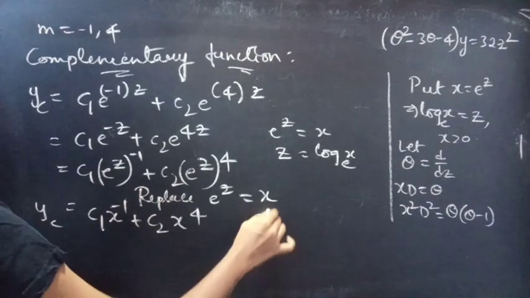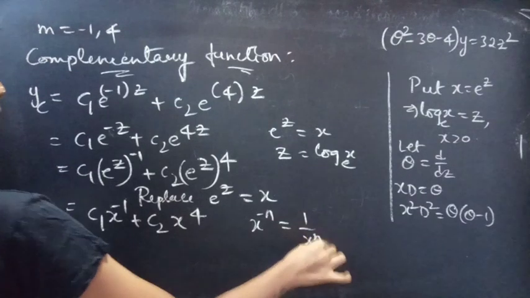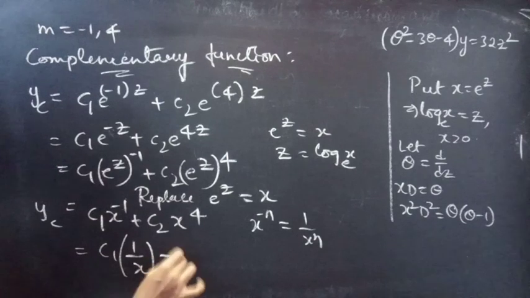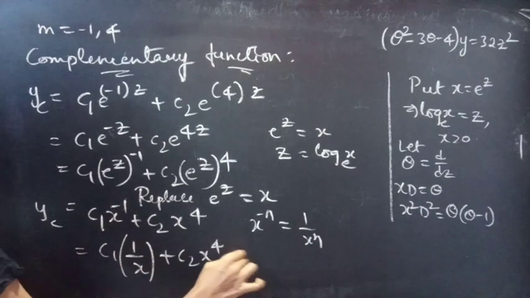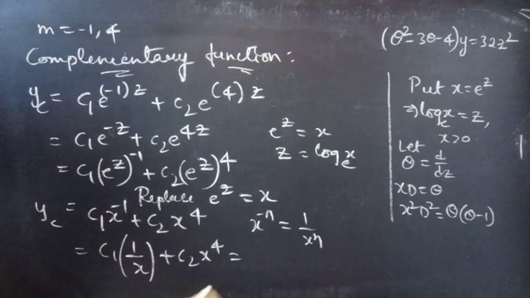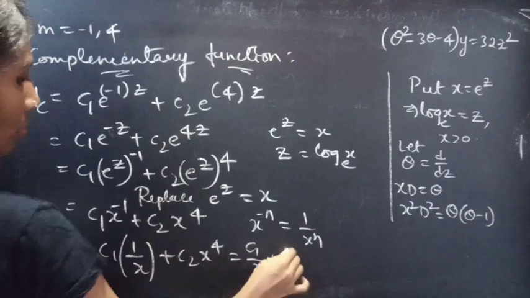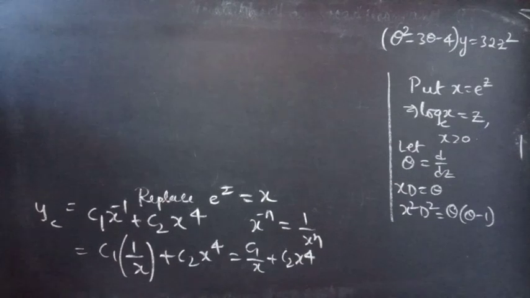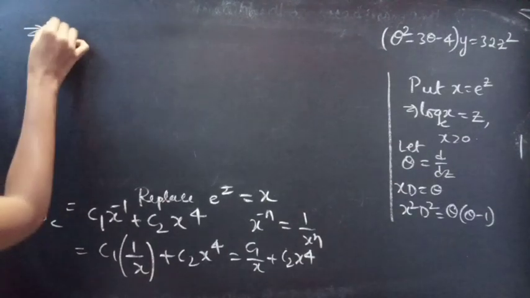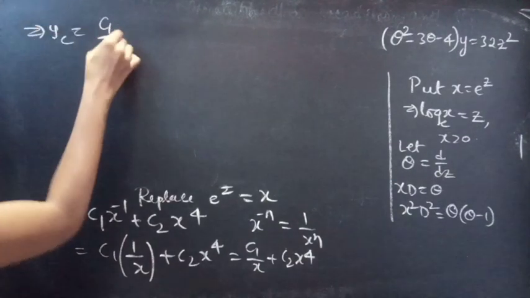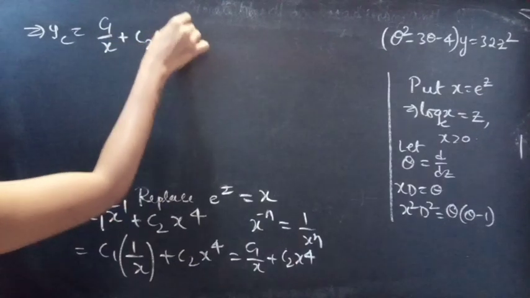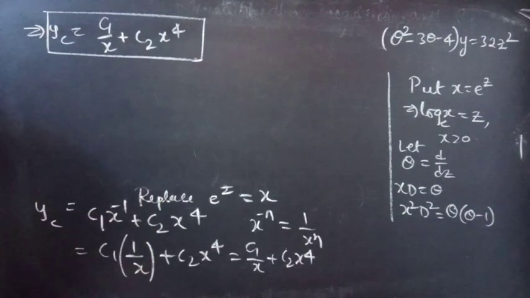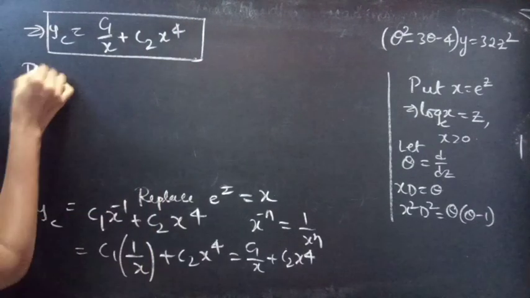We know that x power minus n is 1 by x power n. Then we can write x power minus 1 as 1 by x, which equals c1 into 1 by x, that is c1 by x, plus c2 x power 4. Then yc will be c1 by x plus c2 x power 4. We got yc. Let's now find yp, the particular integral.